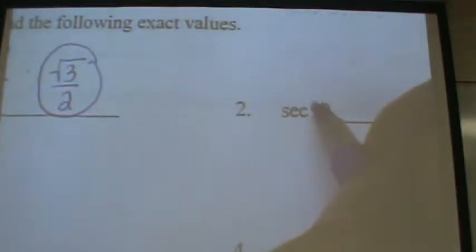Now, secant is the reciprocal of cosine. We're going to do the secant, the reciprocal ones tomorrow. So don't worry about this one, don't worry about that one, but you can do 4.